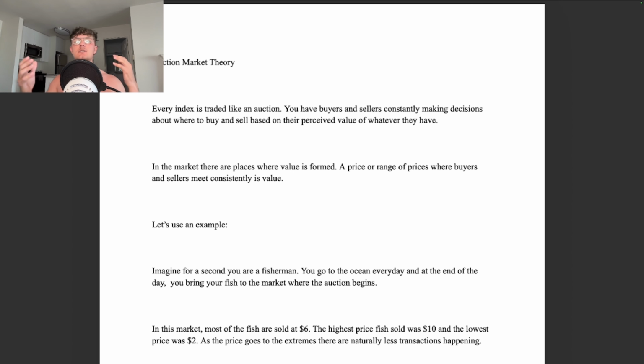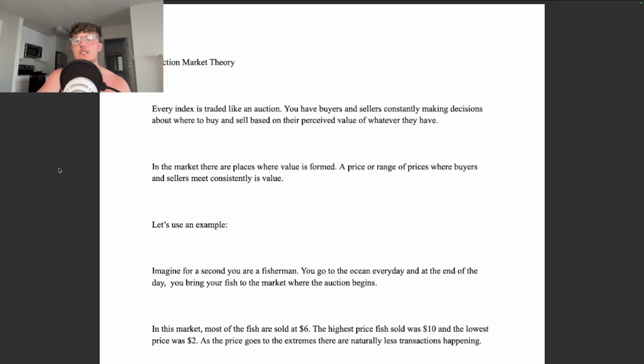And so buyers and sellers are constantly making decisions about where to buy and sell based on their own perceived value of whatever it is they have. So in the market, there are places where value is formed, a price or range of prices where buyers and sellers meet consistently is considered value.